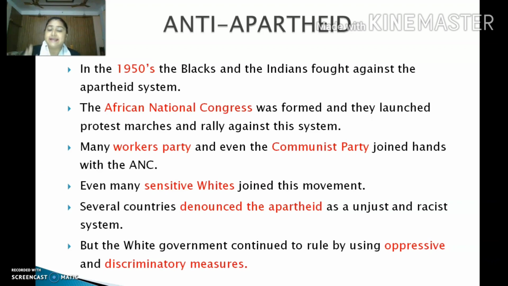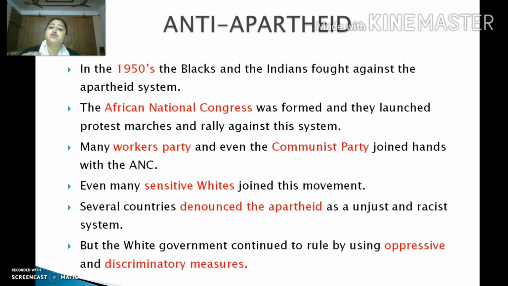Okay, so in the 1950s, the blacks and the Indians, that means the colored, fought together against the apartheid system, which was very discriminatory. So, in this way, the African National Congress, that means the first political party, was formed. And with the help of this African National Congress, along with this political party, there were many marches and rallies and movements that took place against this system.